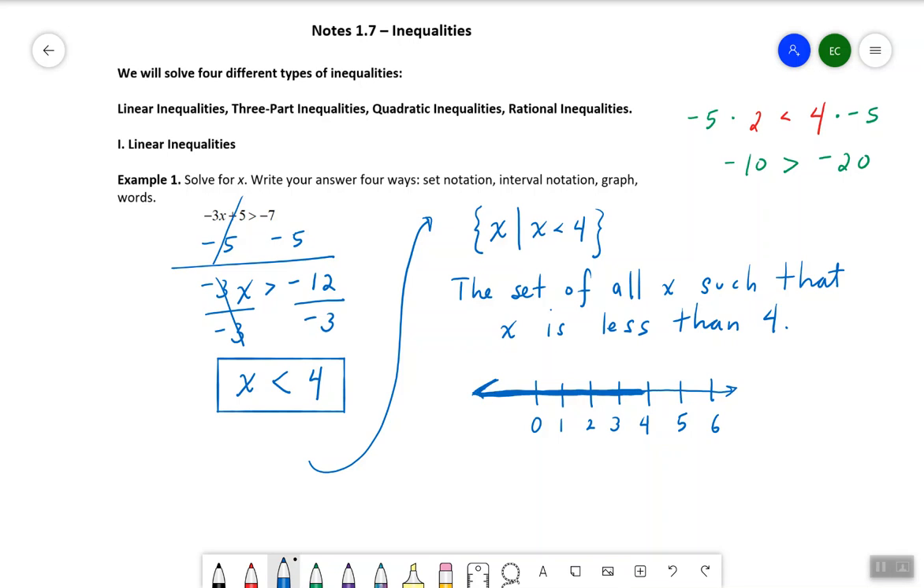And then there's still one issue about how do we show that the number 4 is not included in the set, right? It's all the numbers that are less than 4. Well, that's not 4. 4 is not less than 4. So how do we omit the 4? Two good ways to do it. One way would be with an open circle.